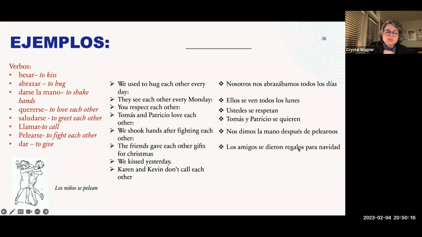Okay. Los amigos se dieron regalos para Navidad. Once more, se dieron, right? Pronoun, verb, conjugated. Nos besamos ayer. Karen y Kevin no se llaman. Okay, so we'll take a few minutes to look at this. You can also pause it. Make sure that you understand all of these. If you have any questions, you can always send me a message.